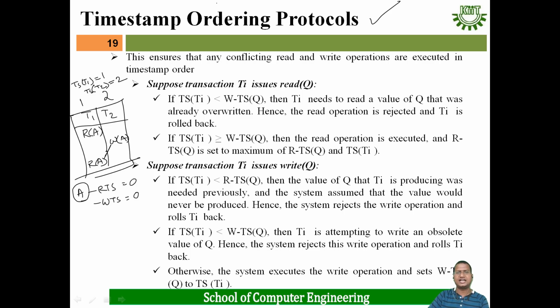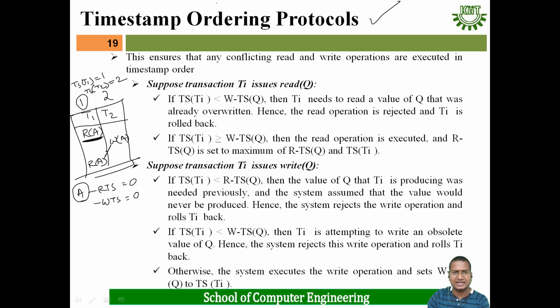Suppose the transaction Ti issues a read operation on A. Suppose transaction Ti, that means T1, issues a read operation, read Q. If the timestamp of Ti, that means the timestamp of T1, that is 1 here.